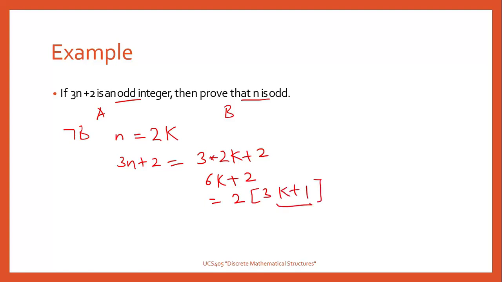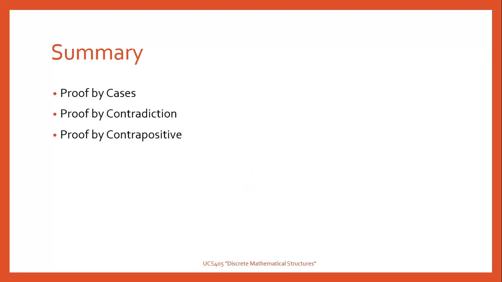It is an integer because k is an integer. So twice of an integer is even. So we can say that if n is even, then 3n plus 2 is also even. Hence, according to proof by contrapositive, we can say if 3n plus 2 is an odd integer, then n is odd. So that's all for this video.